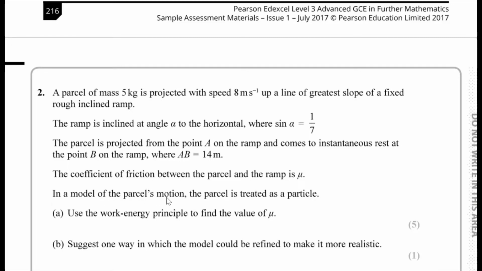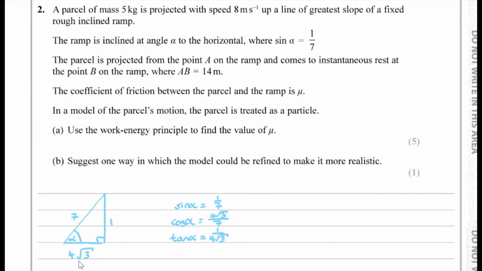In a model of the parcel's motion, the parcel is treated as a particle, and we have to use the work energy principle to find the value of mu. Well, if we know that sine alpha is equal to 1/7, from this we can find out what cos alpha is and what tan alpha is. I've drawn a quick diagram to find those values: sine alpha is 1/7, cos alpha is 4 root 3 over 7, and tan alpha is 1 over 4 root 3.